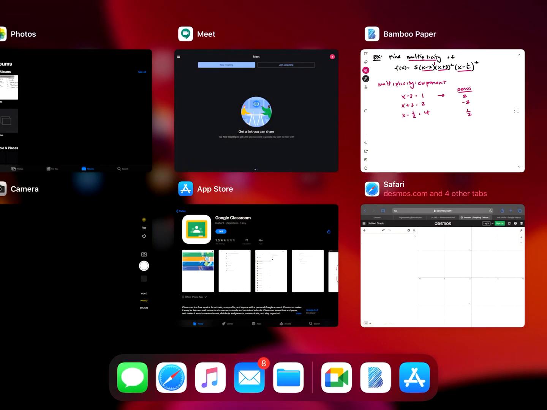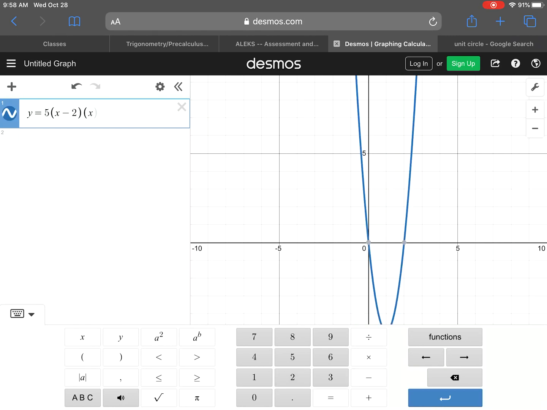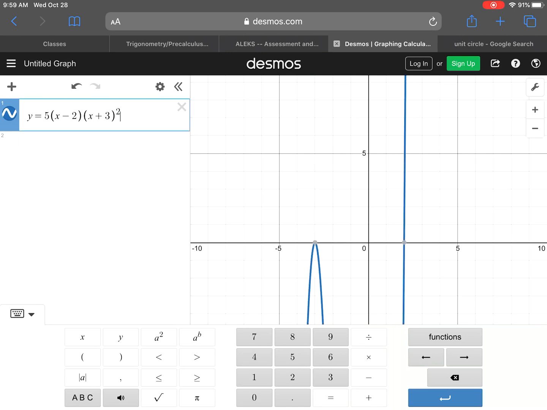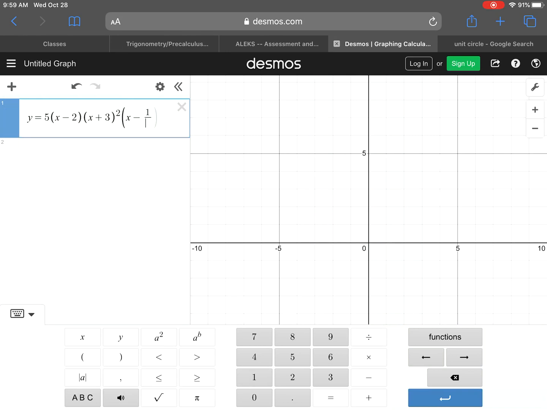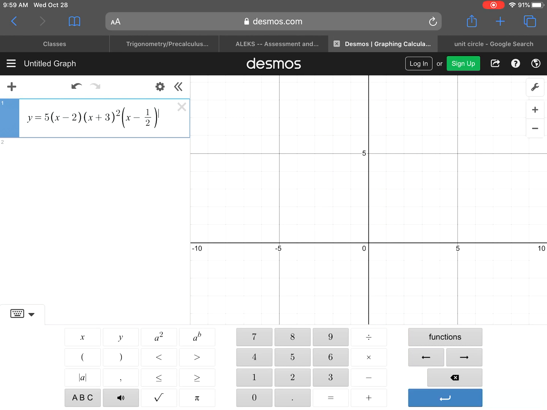All right, let's go back to Desmos here. So y equals 5, x minus 2, x plus 3 squared, and then x minus 1/2 to the 4th.